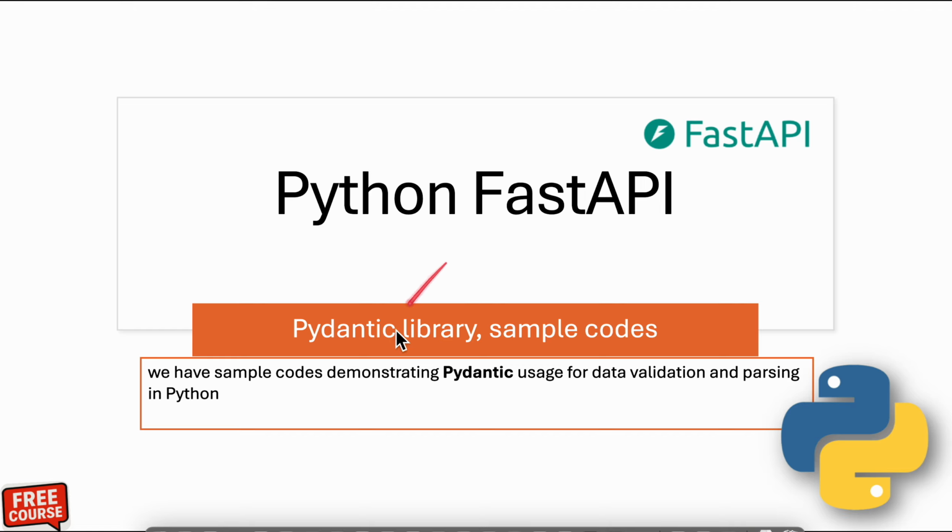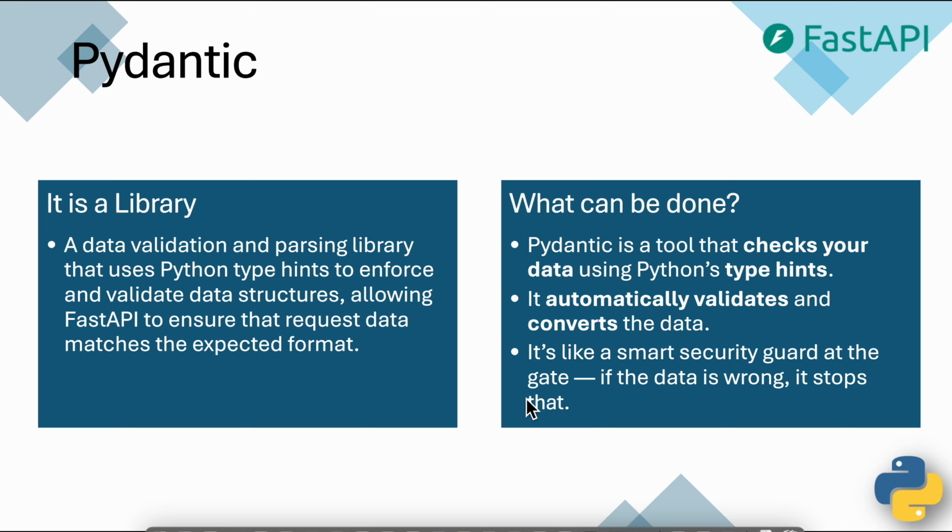FastAPI, Pydantic library and sample codes. We have sample codes demonstrating Pydantic uses for data validation and parsing in Python. Pydantic is a data validation and parsing library that uses Python type hints to enforce and validate data structures, allowing FastAPI to ensure that request data matches the expected format.